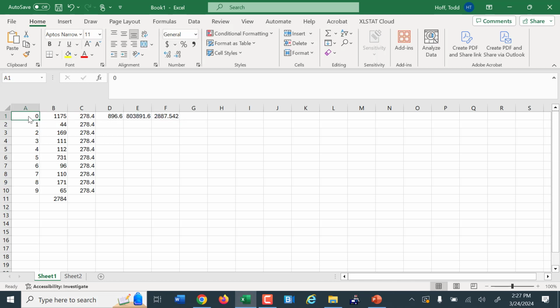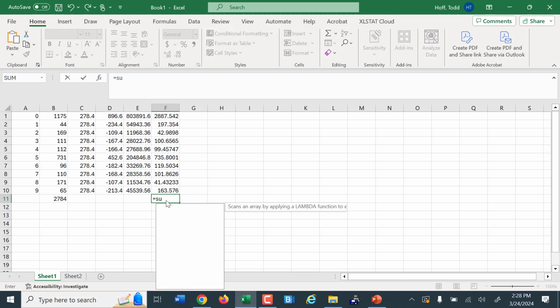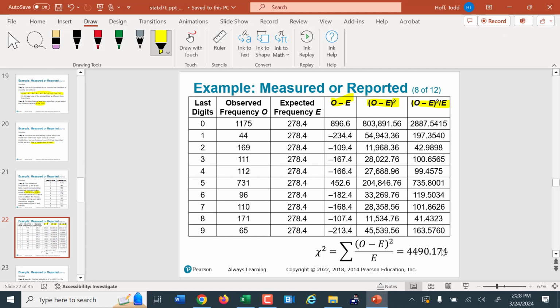So notice for the leading digit being 0, we get a contribution to our test statistic of 2,887. Already that's a pretty large contribution. So we're going to do this for each of the data points. Now notice that the smallest one here looks like it's the 8. 8 is actually the closest to being expected value because it's the smallest contribution to our test statistic. So now we're going to add these all up to get a sum. We get 4,490.174. That is our chi-squared test statistic, which is what we calculated right here.